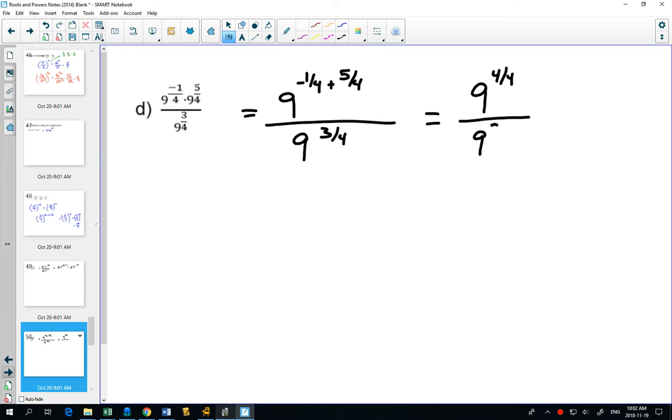Why might I want to leave it as 4/4 though right now? Because the next step I have to subtract. And if I want to subtract fractions, I would need the same denominator anyways. So when I subtract 4/4 minus 3/4, my final answer is 9 to the 1/4. It's another way that I could write 9 to the 1/4.